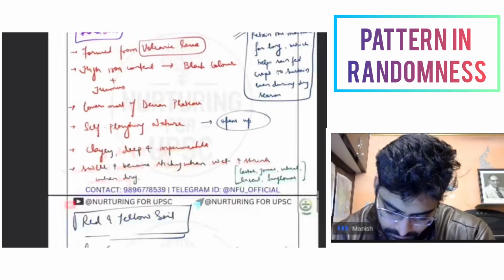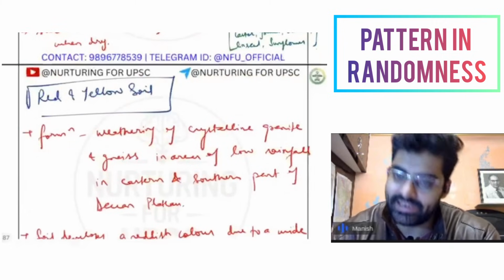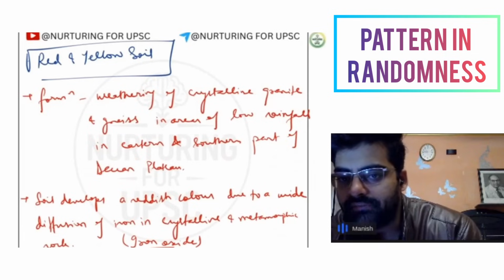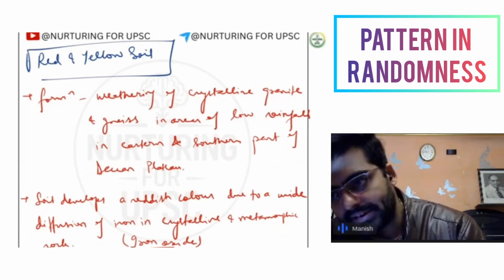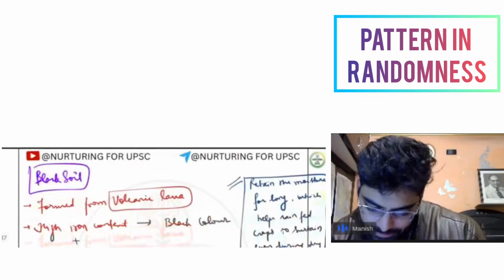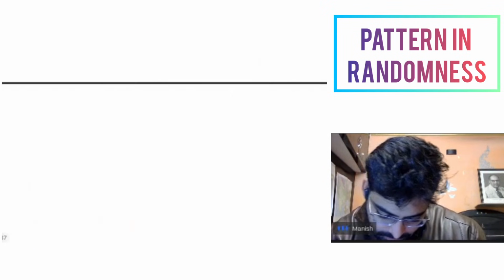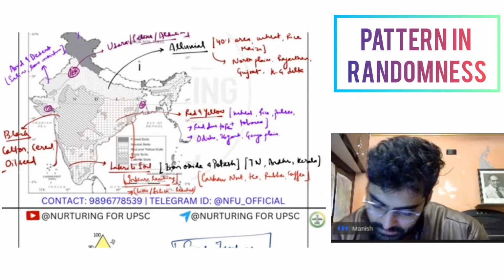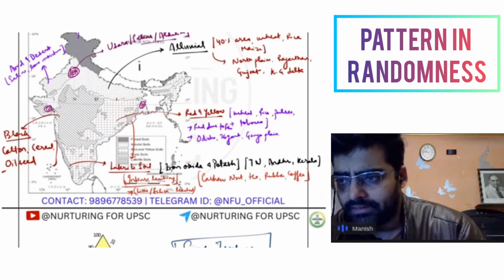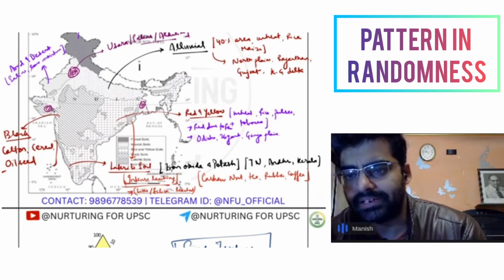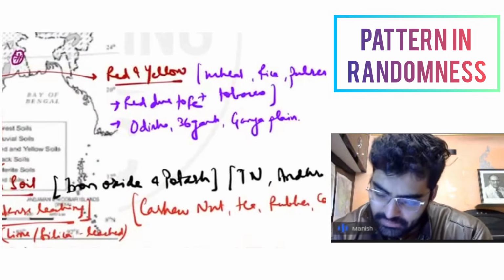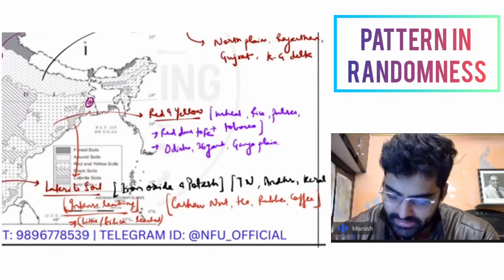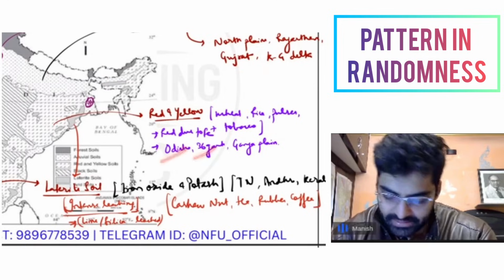All right. And the third type of soil is red and yellow soil. Weathering of crystalline granite and gneiss in areas of low rainfall in the eastern and southern part of the Deccan Plateau gives rise to red and yellow soil. If we look at the map, it is here, and it is red due to iron. The unique property of iron is that it imparts red color. And what kind of crops can we grow? Wheat, rice, pulses, tobacco. And if we look at the areal extent, then Odisha, Chhattisgarh, Ganga plains, etc.